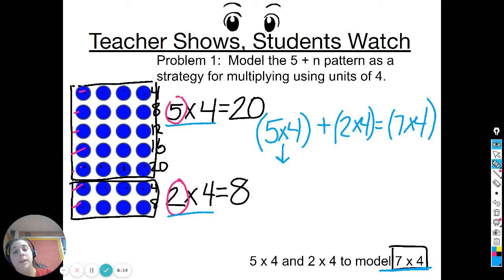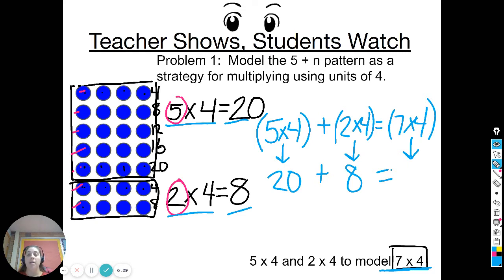Well, we need to solve each of these. 5 times 4 we already figured out was 20. 2 times 4 we already figured out was 8. So now we're just adding them together, 20 plus 8. Well, 20 plus 8 equals 28. So 7 times 4 equals 28. Okay, so we took 2 easier problems, figured out the answer, and then added them together to solve the harder problem.